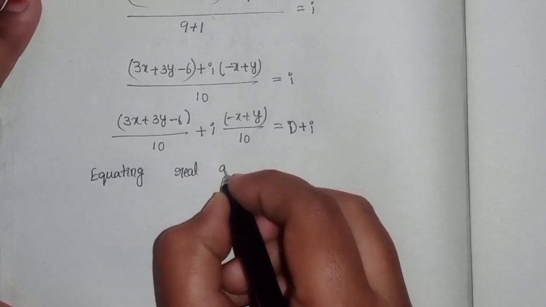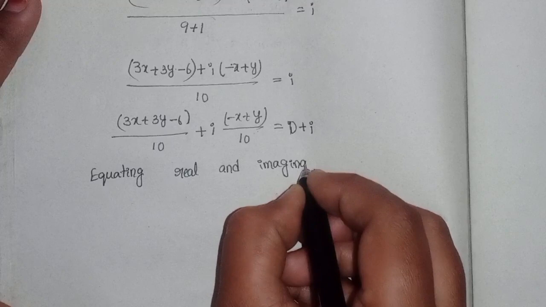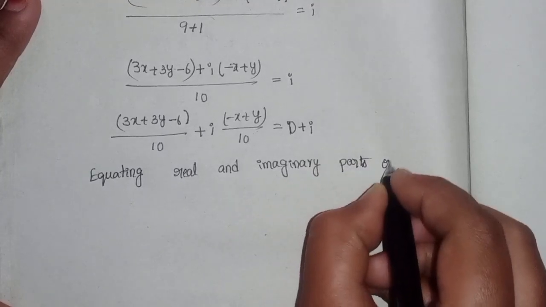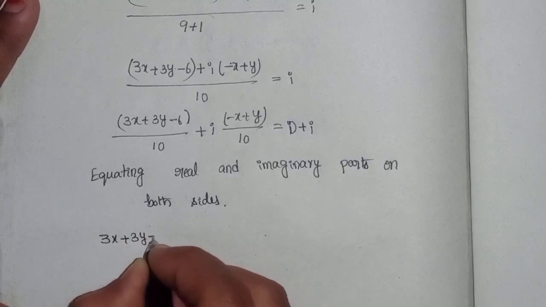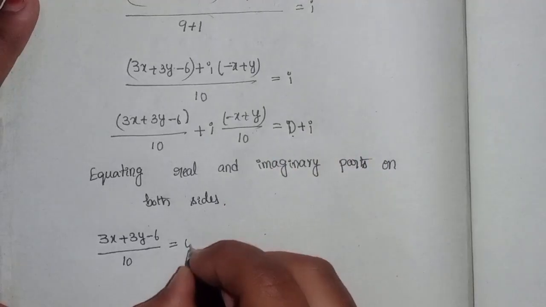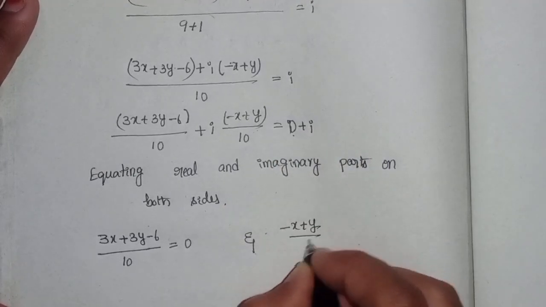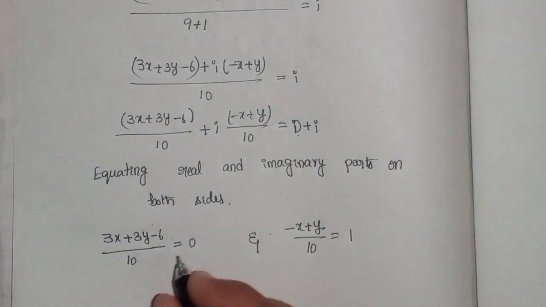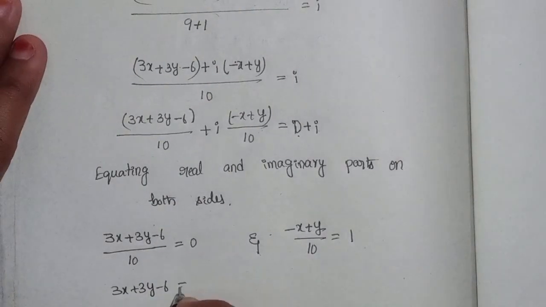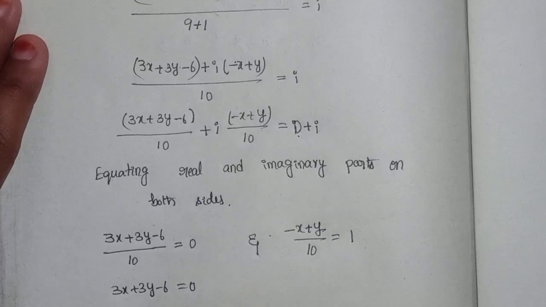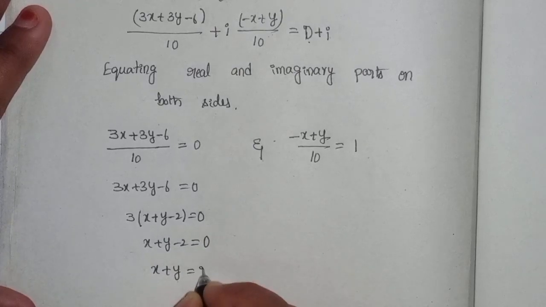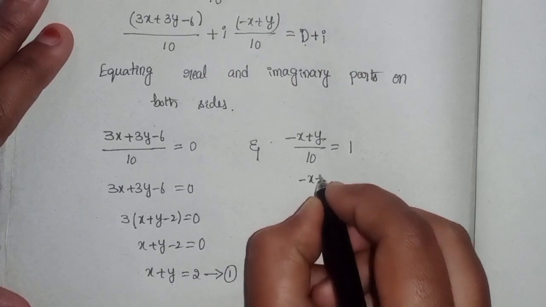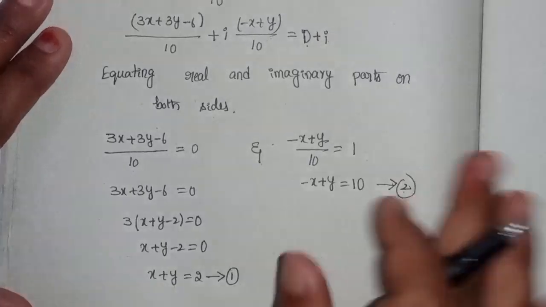Equating real and imaginary parts on both sides, we get 3x plus 3y minus 6 by 10 equal to the real part, which is 0. And minus x plus y by 10 equal to, nothing means 1. Cross multiplication: 3x plus 3y minus 6 equal to 0. Dividing by 3, take 3 common. x plus y minus 2 equal to 0, the right side becomes 0. x plus y equal to 2, equation 1. Minus x plus y equal to 10, equation 2. Let us solve now.